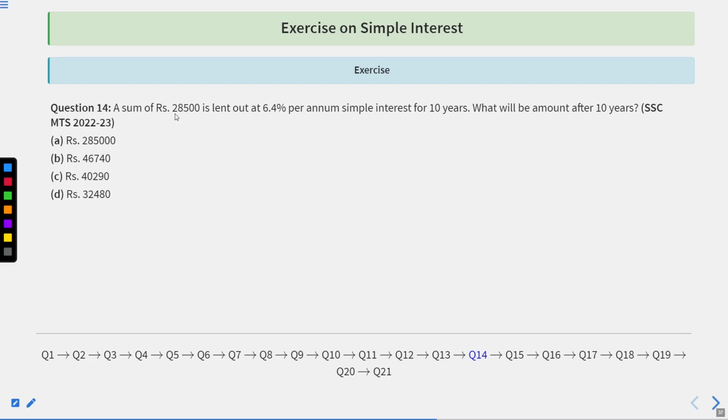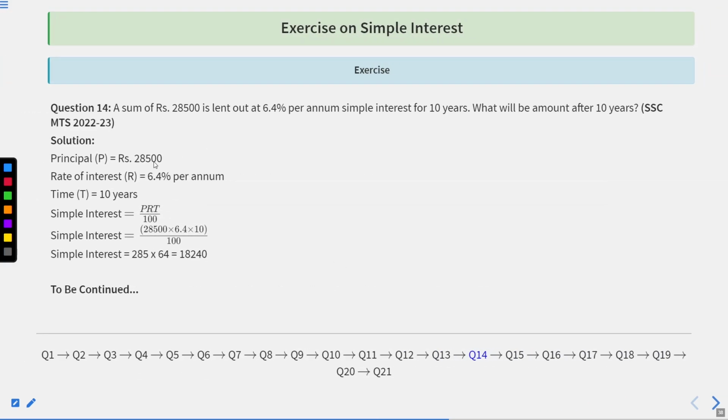Question number 14. A sum of rupees 28,500 is lent out at 6.4% per annum simple interest for 10 years. What will be the amount after 10 years? So the principal is equal to 28,500 and the rate of interest R is 6.4% per annum. The time is 10 years. The simple interest will be P into R into T upon 100. So P is 28,500, R is 6.4, time is 10. So the simple interest will be 18,240.